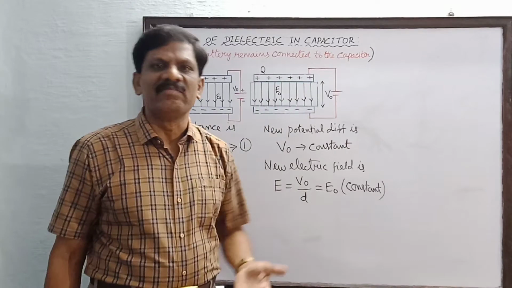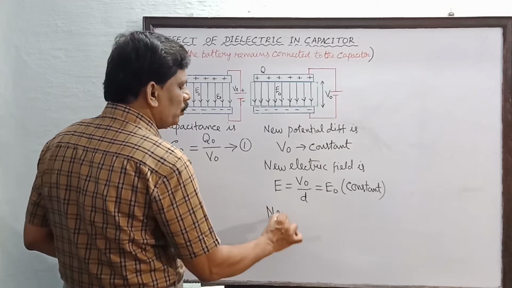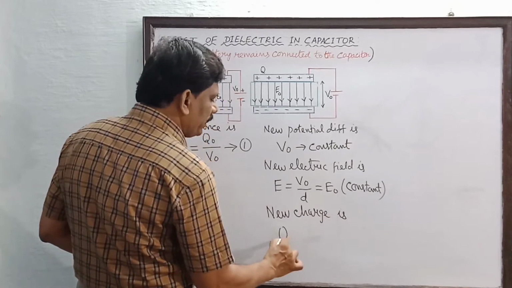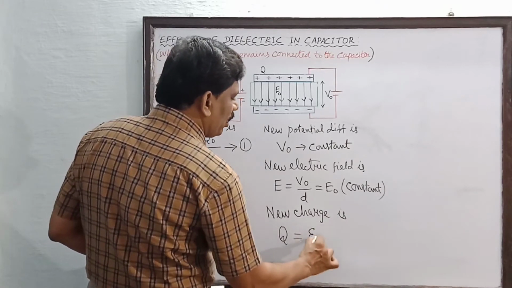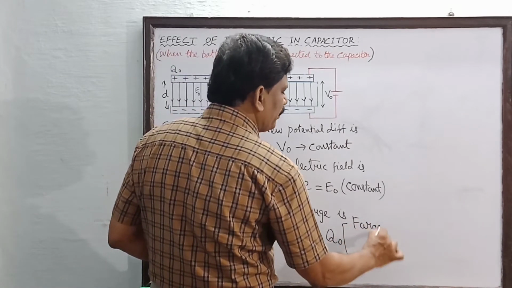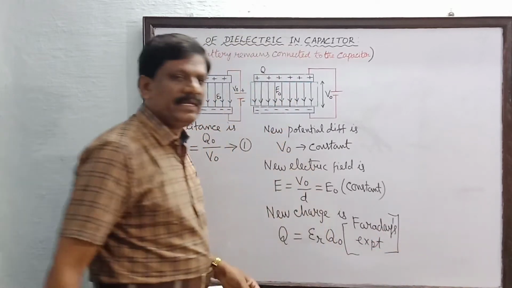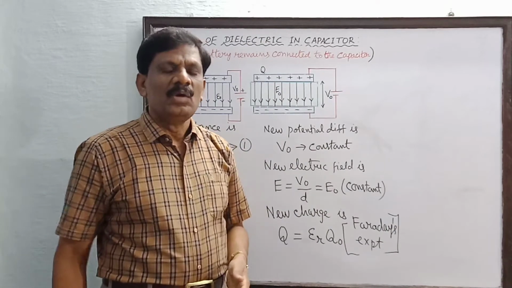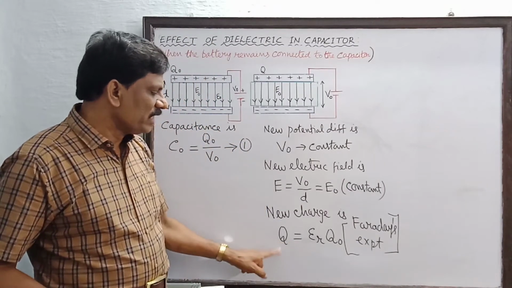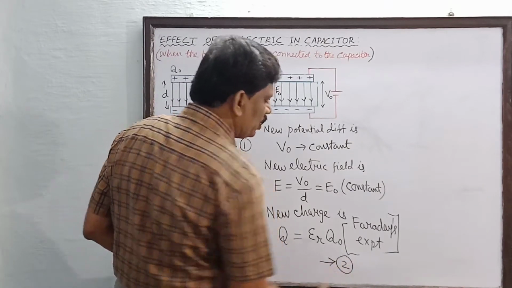This was explained by Michael Faraday in a separate experiment. So the new charge appearing on the plates of the capacitor will be Q equal to epsilon R times Q naught. This is based on Faraday's experiment, which he has experimentally proved. So when a dielectric is introduced in the presence of the battery, the potential difference and electric field do not change, but the charges will change. So the new charge Q is equal to epsilon R times Q naught. So this is equation 2.